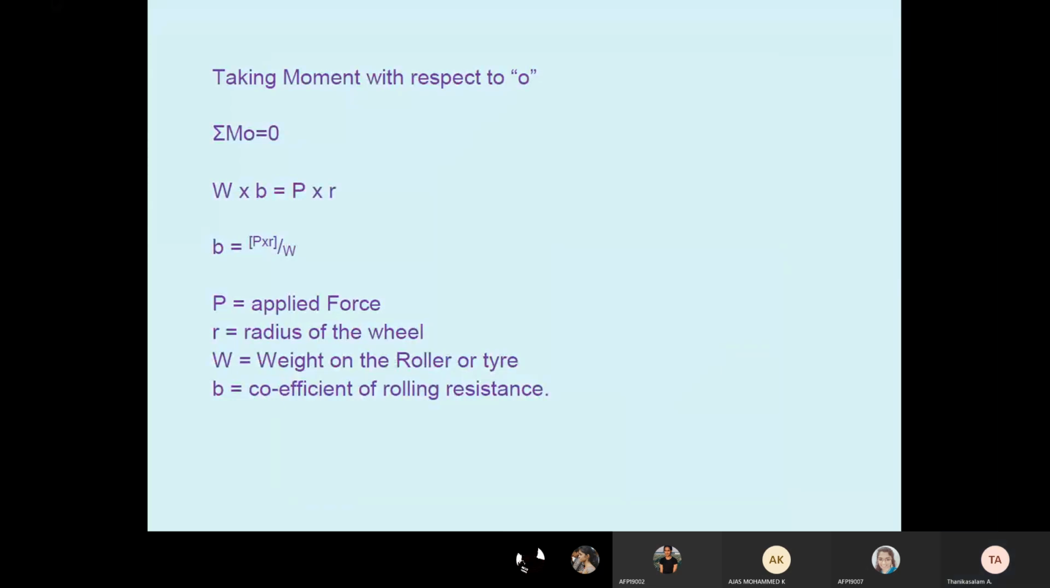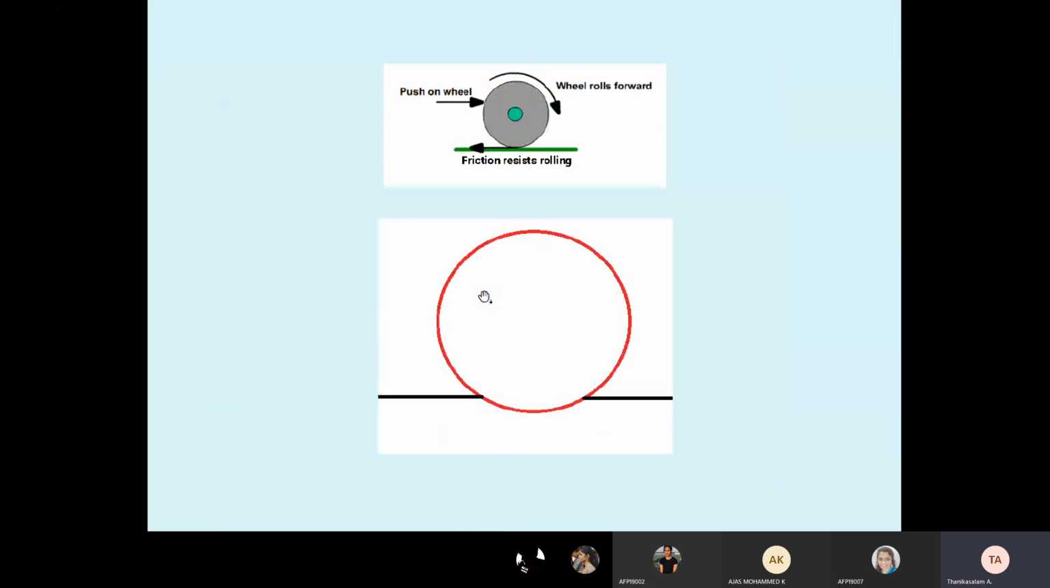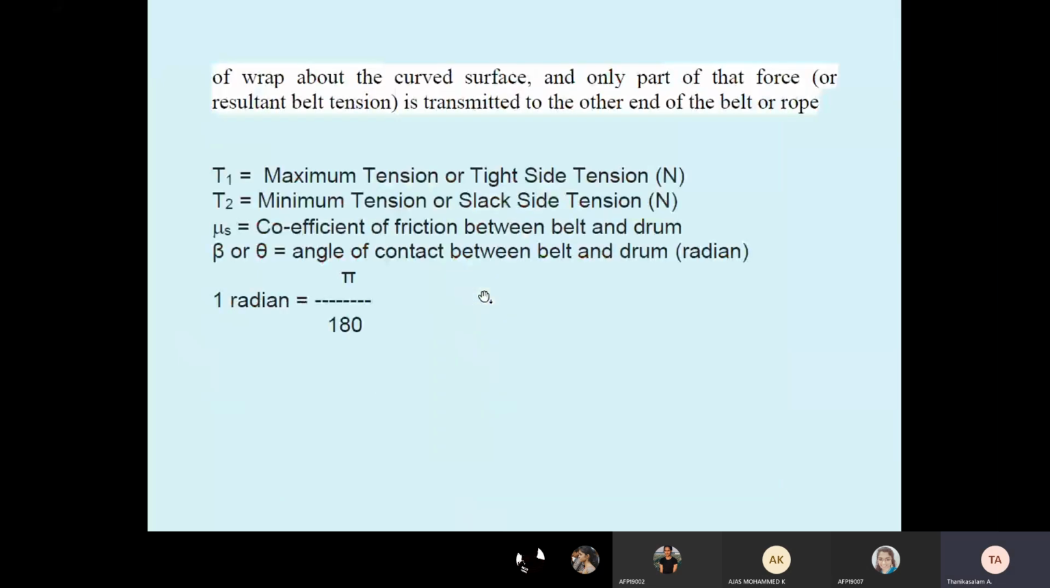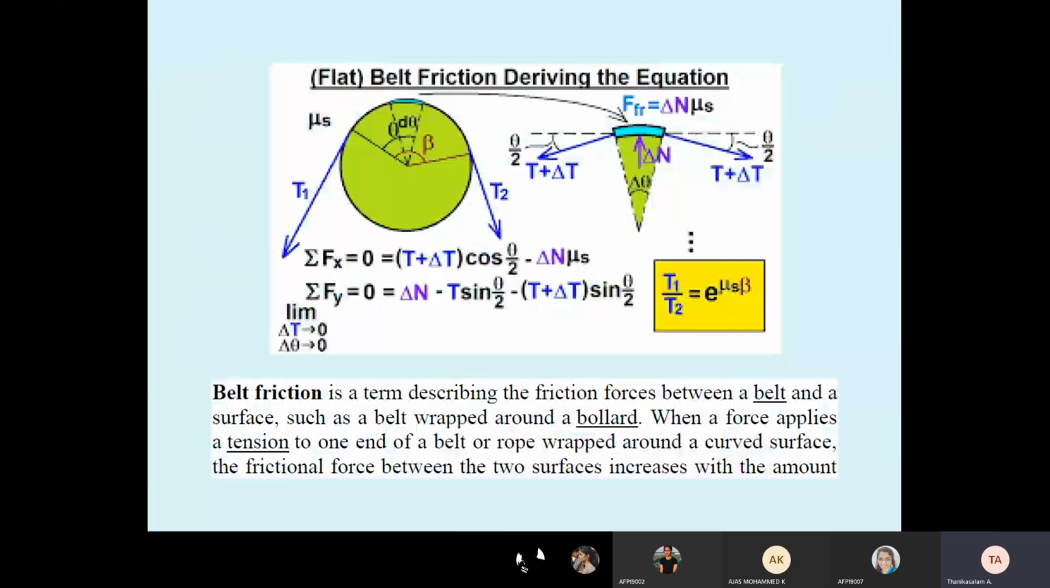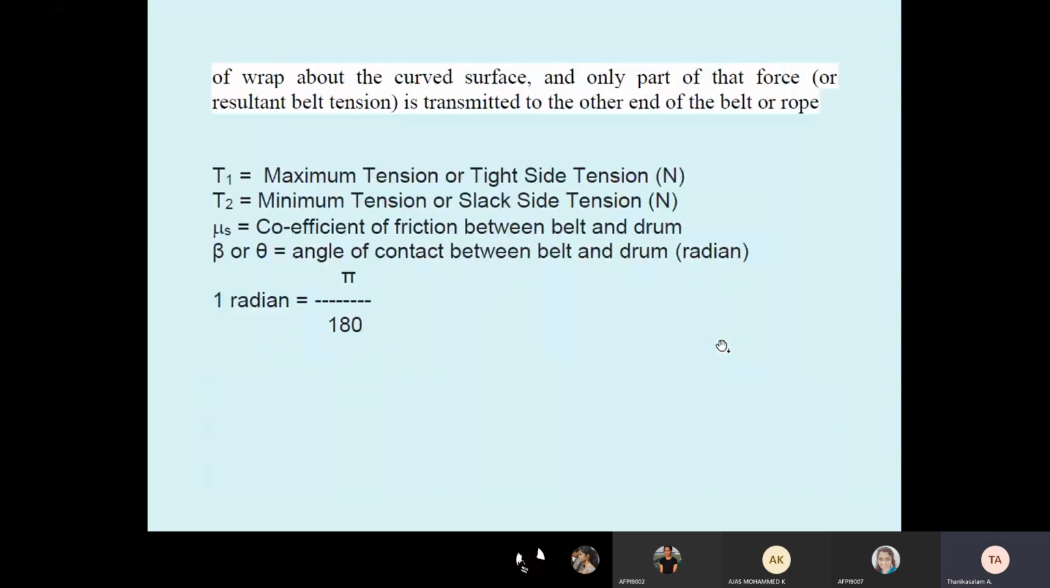Therefore, this is the formula. So today what did we discuss? Rolling resistance, coefficient of rolling resistance: b equal to P into r divided by W. What is P? Applied force. What is r? Radius of the wheel. What is W? Weight of the roller. Then belt friction: T1 divided by T2 equals e to the power mu beta. Students, remember T1 divided by T2 equals e^(mu beta). Beta equals the angle of wrap, the angle of contact. Beta should be in terms of radians.